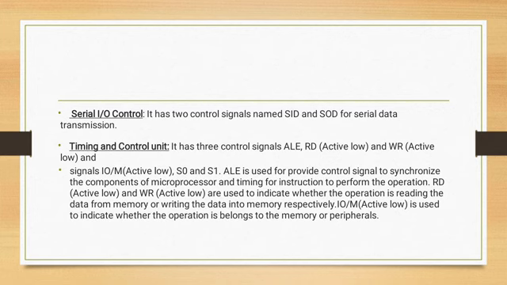And read and write signals are used to indicate whether the operation is reading mode, where data is read from the memory, or writing the data into the memory according to the basic needs. And IO/M bar, which is active low, is used to indicate whether the operation belongs to the memory related or the peripheral related.